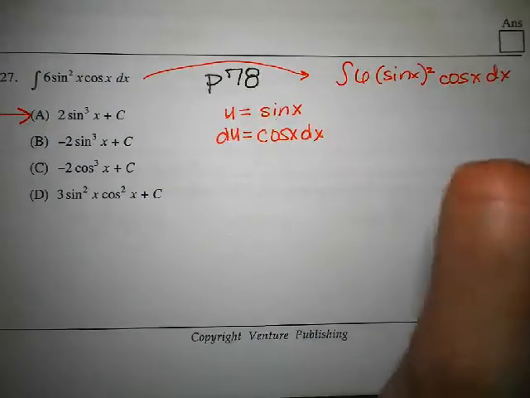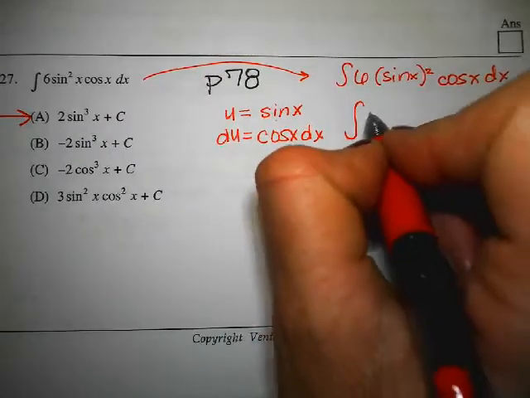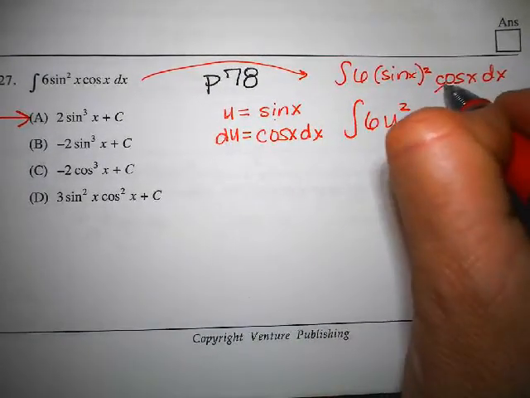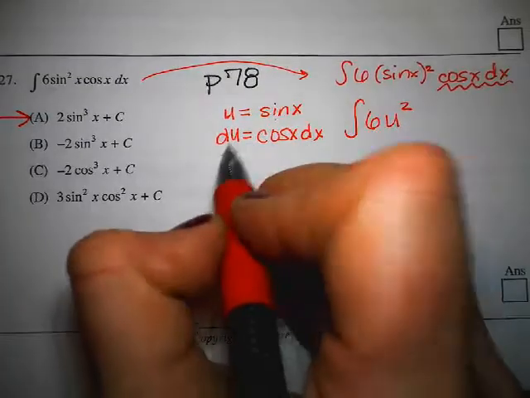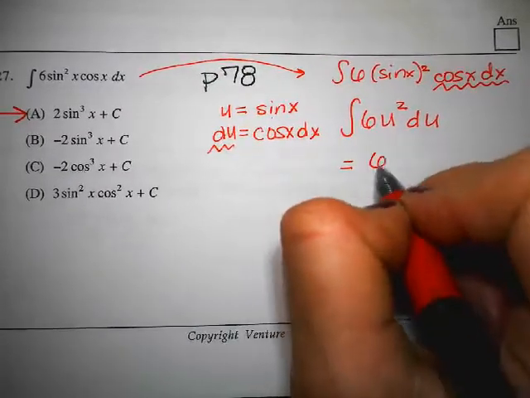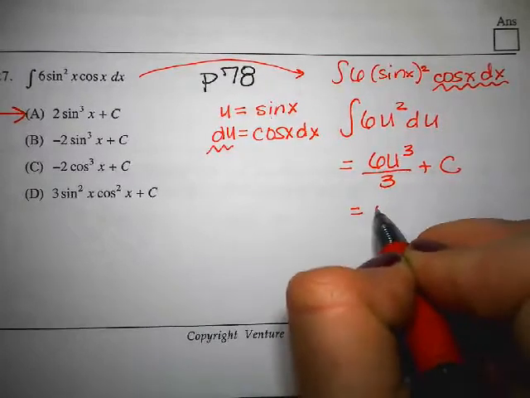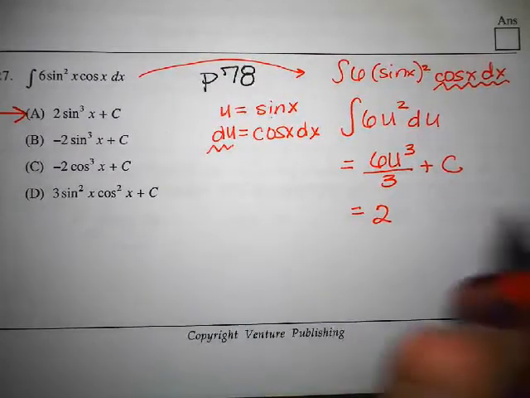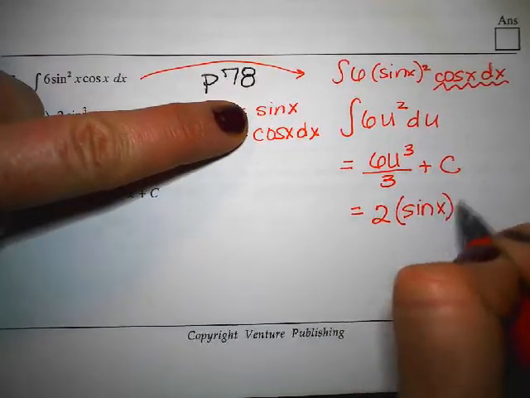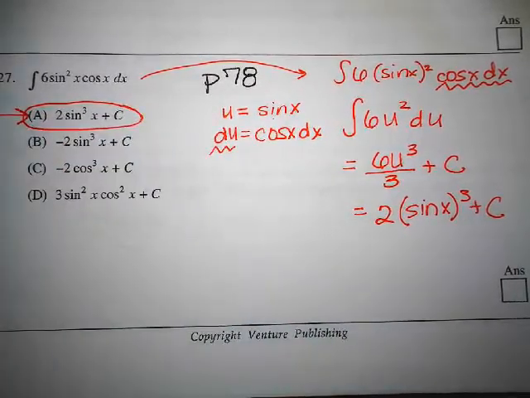Remember, the purpose of u-sub is to rewrite and to only use the letter u. So here's my 6. In place of sine x, I'm going to put u squared, and I have a cosine x dx left over. Well, that's the same thing as du. Now I'm going to integrate this. So this becomes 6u cubed over 3 plus c. Final answer, well, I'll divide that. 6 divided by 3 is 2. Back in for u, I'm going to put sine of x cubed plus c. And that is the same thing as answer choice A.